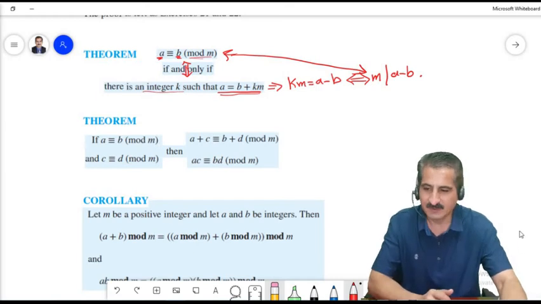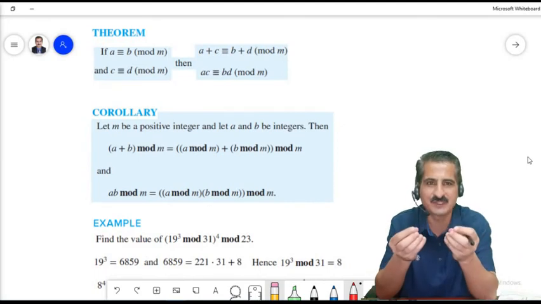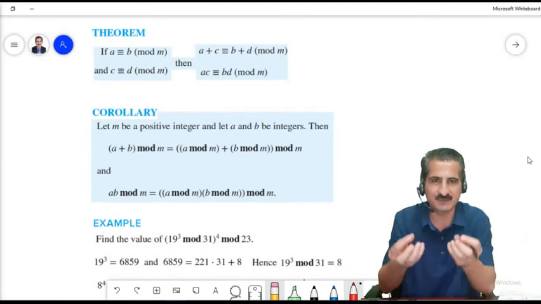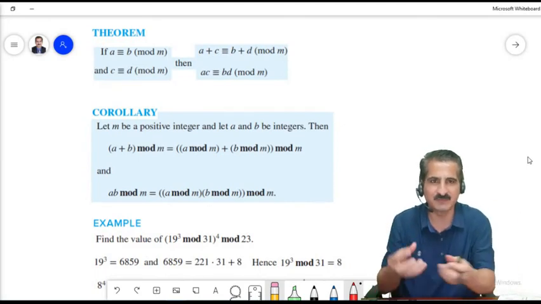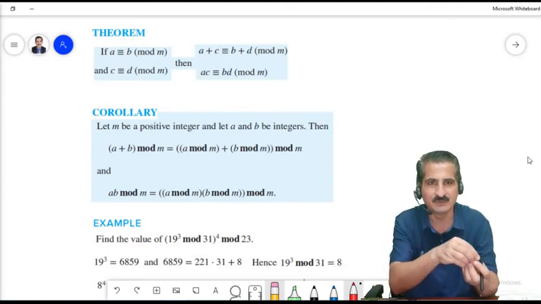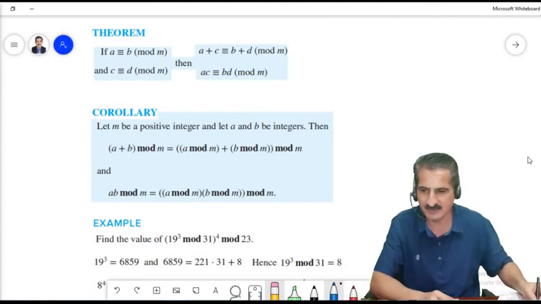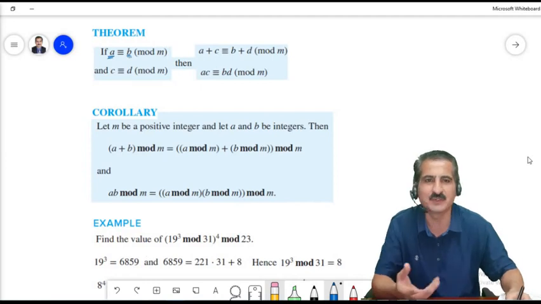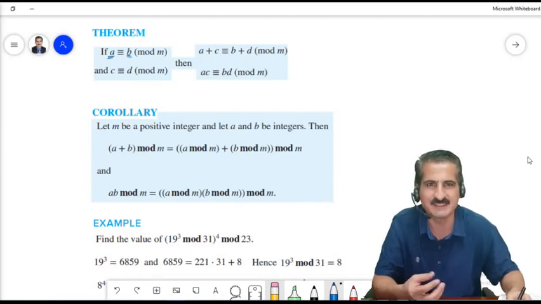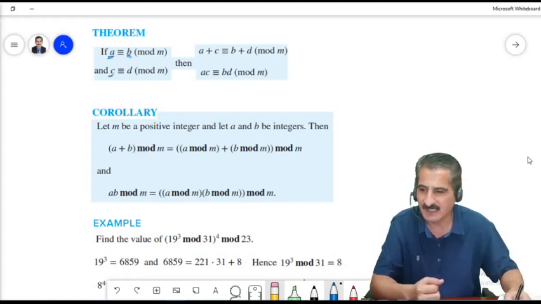Good. Now we have this theorem. It says if I have two integers congruent modulo m and some other two integers congruent modulo m, if I add these two, it would be the same if I add the other two. What about multiplication? The answer is yes. Now, this is what it says: if a and b are congruent modulo m, I look at them as equal if I think about modulo m. And c equals d if I think about modulo m. Do you know what I'm saying?